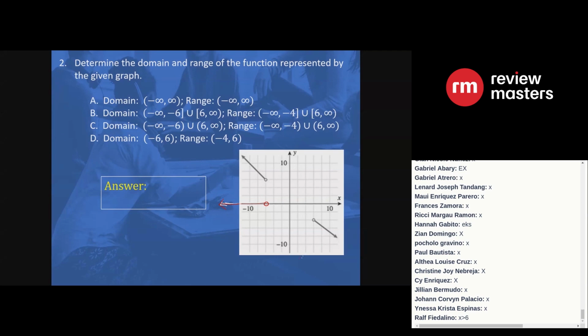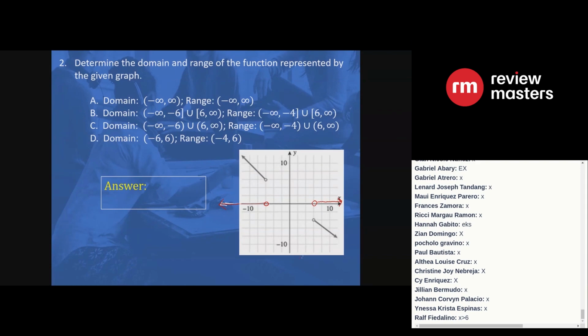Tama ba? Kasi after that, wala nang graph. Okay? So walang graph dito in between this point. And nagka-graph lang ulit for this value of x going towards positive infinity. Okay? So itong mga values lang na x dito, sa ating ginawang line, ang may part sa graph.